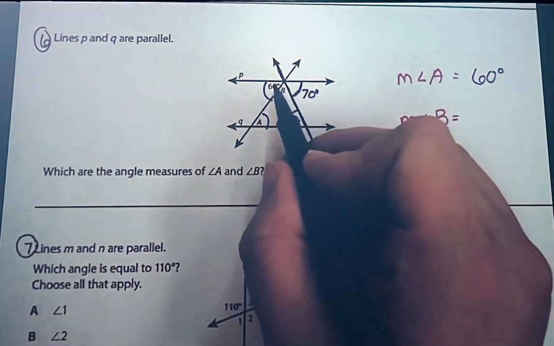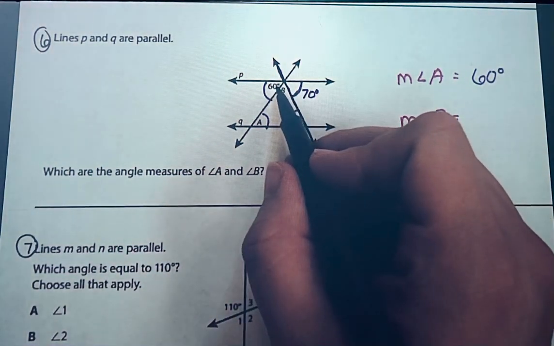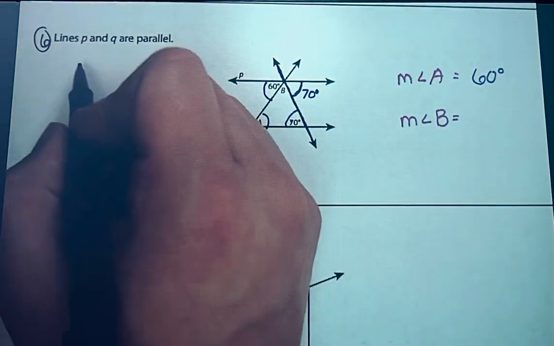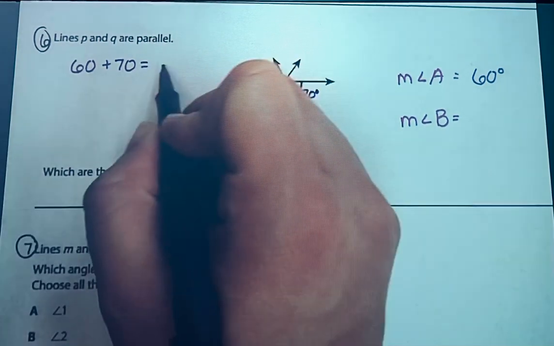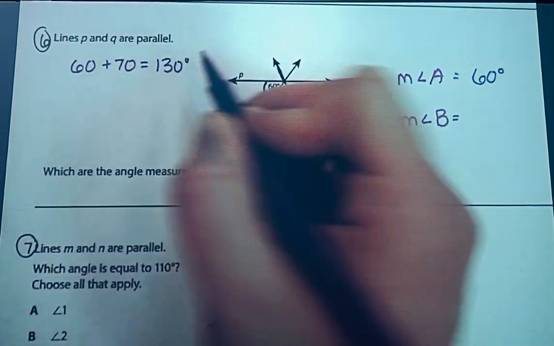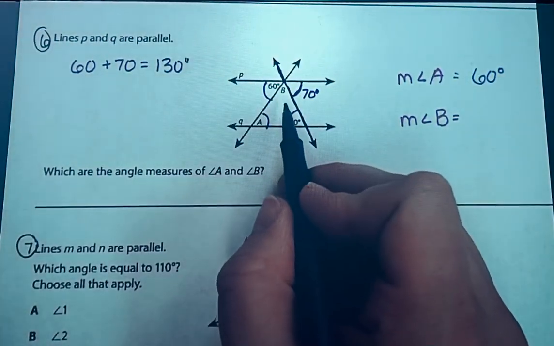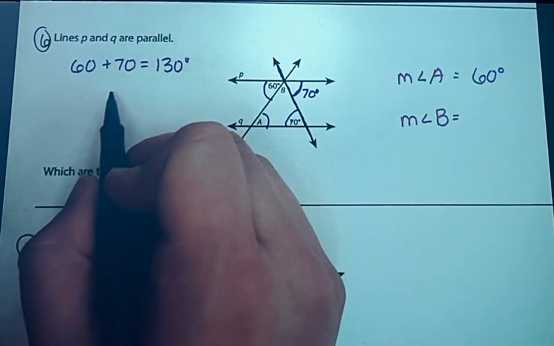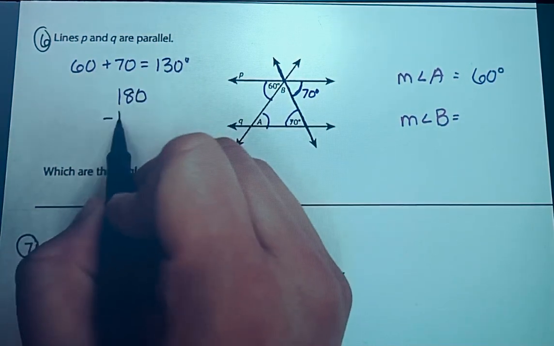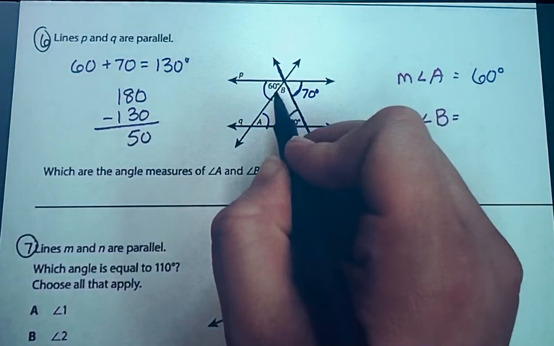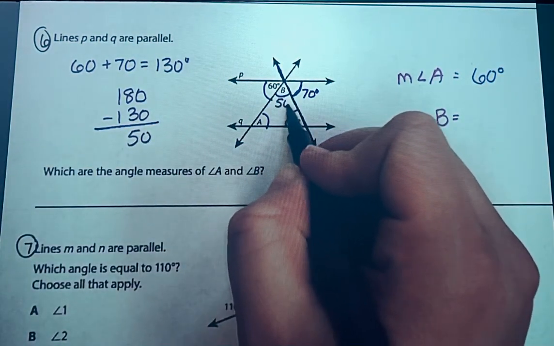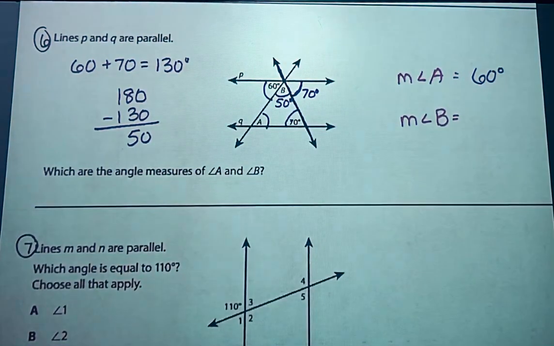So if that is 70 and that is 60, I'm going to say, okay, 60 plus 70 gives me 130 degrees. Well, that's not my answer for B. I actually need to take 180 and subtract 130 from it, and I get 50. So B should be 50, but before I write it down, let's test it out.